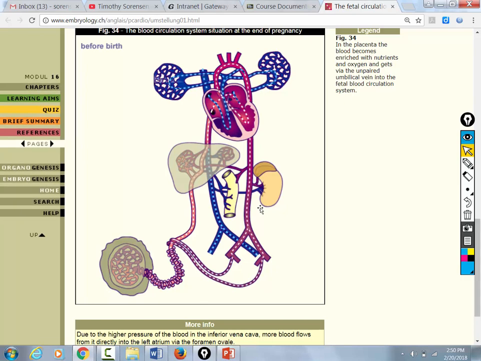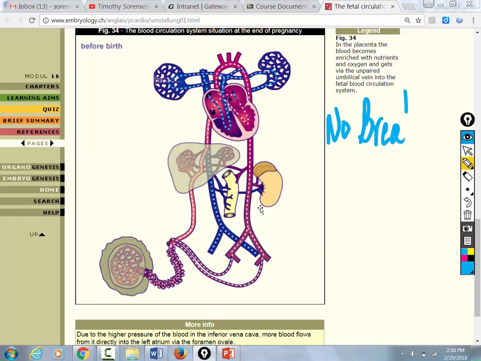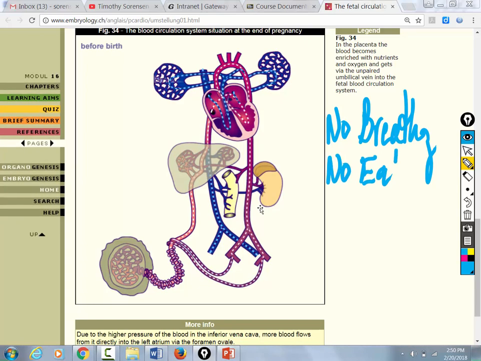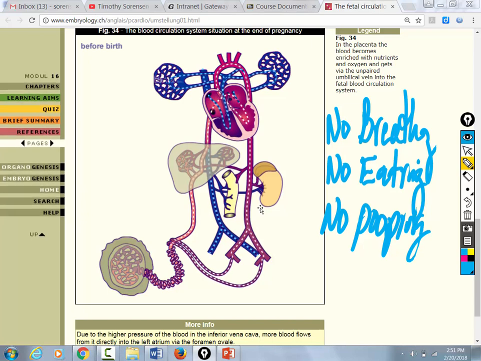Tell me a couple of things a fetus doesn't do that you do. Breathe. A fetus, no breathing. What else don't they do? Eat. No eating. What else? No pooping. Do they pee? Yes, they pee all the time. They're floating in pee. That's the amniotic fluid. They form amniotic fluid by peeing.